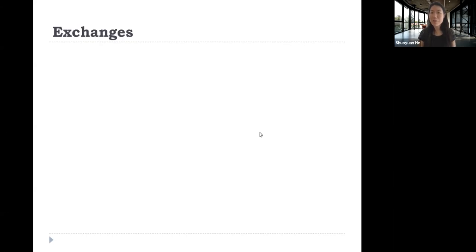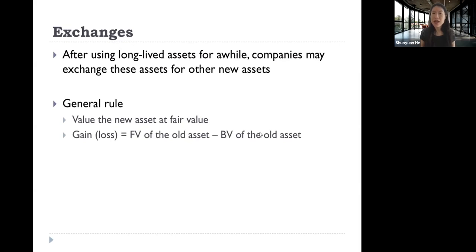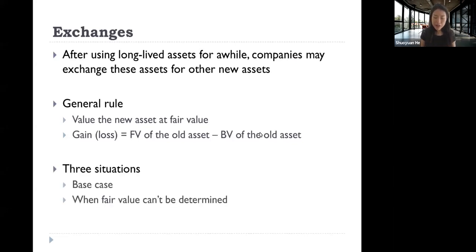We have just talked about the disposition of PP&E. Sometimes after using a long-lived asset for a while, companies may exchange those assets for other new assets. The general rule here is we value the new asset at fair value, and the gain or loss recognized is the difference between the fair value of the old asset and the book value of the old asset. Specifically, when there's an exchange of PP&E, we have three situations.